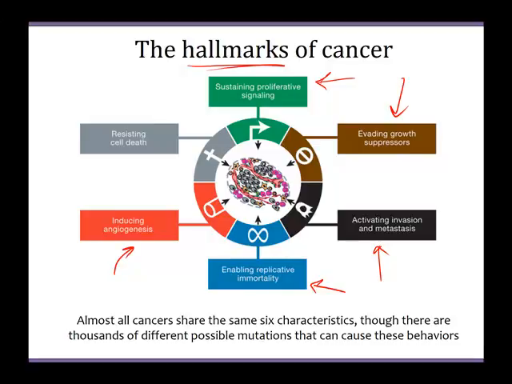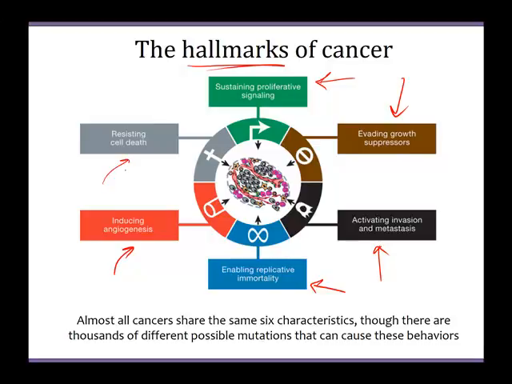Cancer cells will also do something called angiogenesis. Angio means blood vessels. Genesis, of course, means creation. They will create their own network of blood vessels. And this is because cancer cells have a high metabolic rate. They need a lot of oxygen, they need a lot of glucose, so they can produce a lot of ATP. So they will create their own blood vessels to deliver those nutrients to themselves.